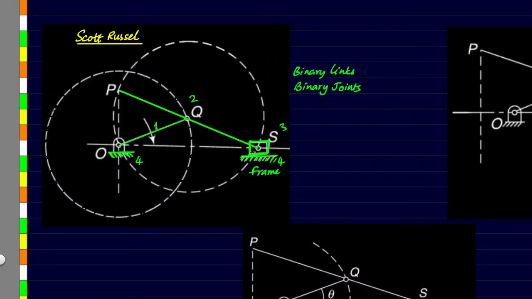Can you tell me how the slider is a binary link? What did I say about a binary link? It should have two joints, correct? So what are the two joints for the slider? The frame and the slider. With the frame, what kind of joint is it forming? A sliding pair. What else can we call a sliding pair? We can say prismatic, sliding pair, or sliding joint. So this is a binary joint type.